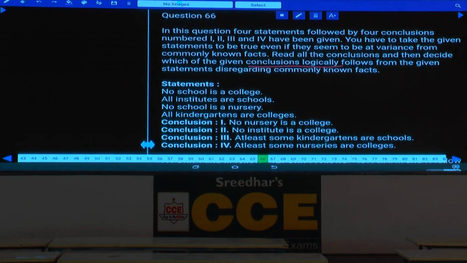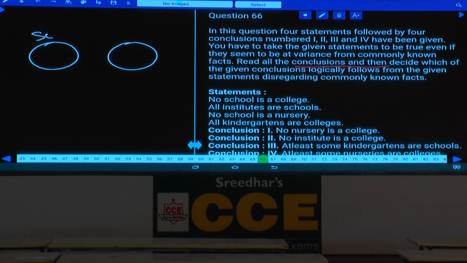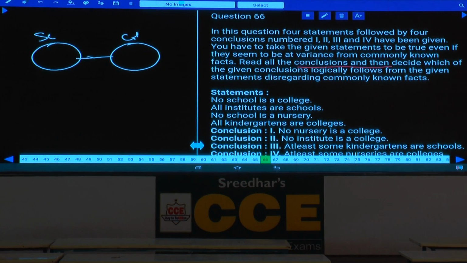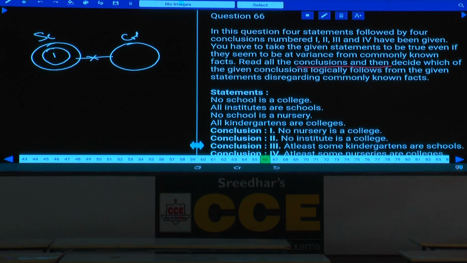Now statement 1, no school is a college. No school is a college can be represented like this. Now this is school and this is college. No school is a college. All institutions are schools. All these institutions are what? Schools. No school is a nursery. No school is a nursery can be written like this. No school is nursery. And all kindergartens are colleges. All these kindergartens are what? Kindergartens are colleges. Now this is the information provided, isn't it?